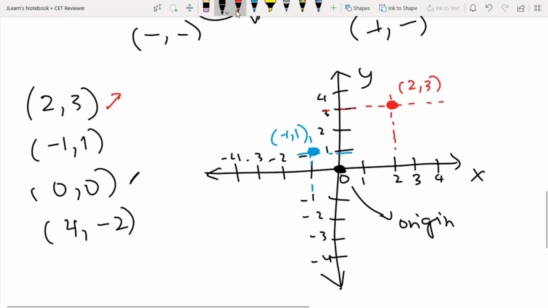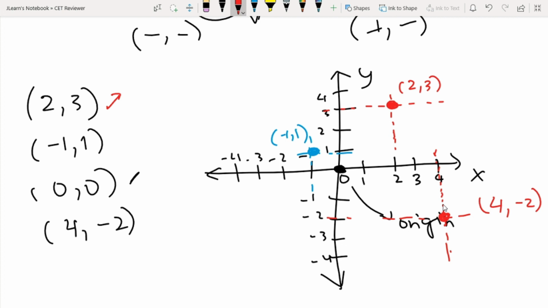Okay? Then, lastly, we plot yung (4, -2). So, ito yung 4. And then, negative 2. So, ito na yung point na (4, -2). Sorry, medyo natabunan yung origin. Pero, that's how you plot points.